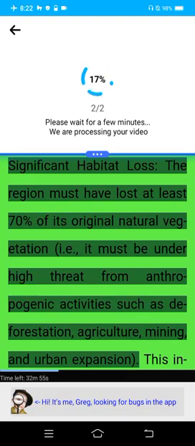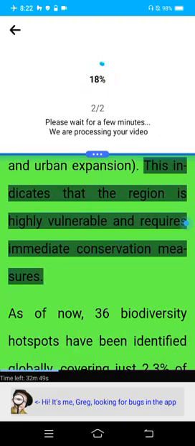Significant habitat loss. The region must have lost at least 70% of its original natural vegetation, i.e., it must be under high threat from anthropogenic activities such as deforestation, agriculture, mining, and urban expansion. This indicates that the region is highly vulnerable and requires immediate conservation measures.